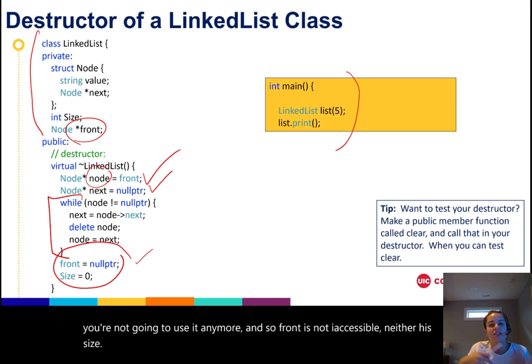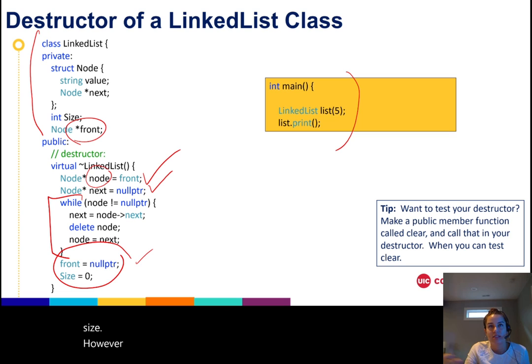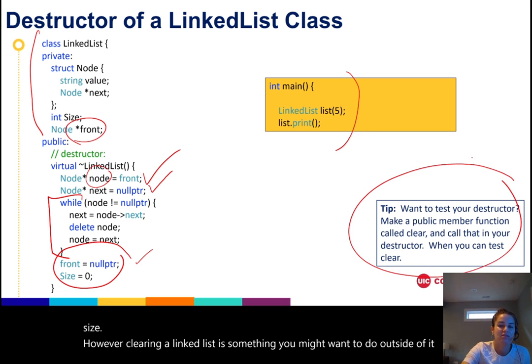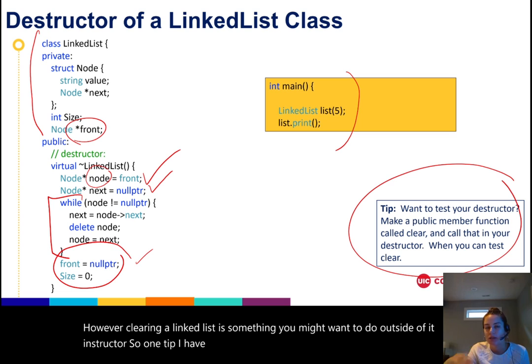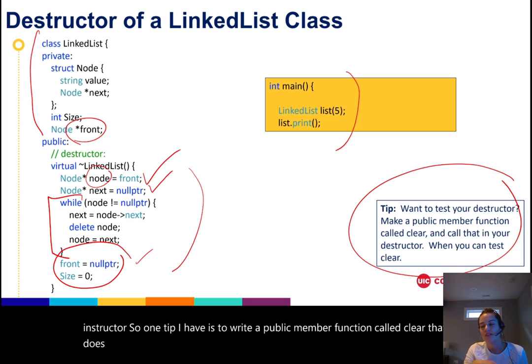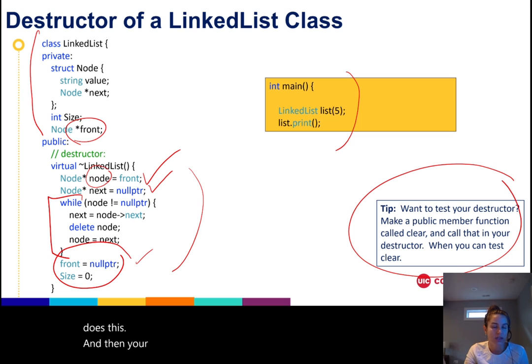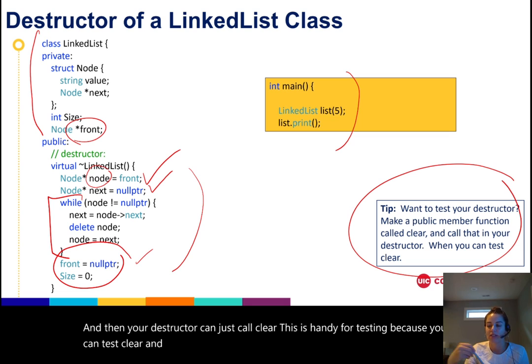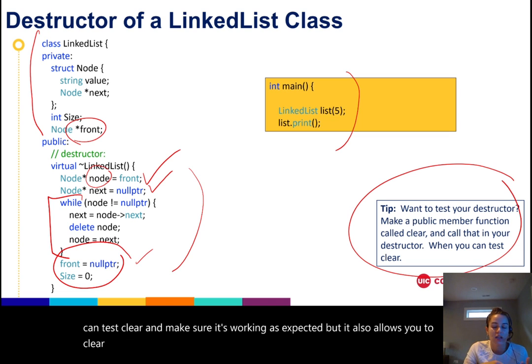However, clearing a linked list is something you might want to do outside of a destructor. So one tip I have is to write a public member function called clear that does this, and then your destructor can just call clear. This is handy for testing because you can test clear and make sure it's working as expected, but it also allows you to clear out an object and reset it in any way that you'd like. So that is the destructor.